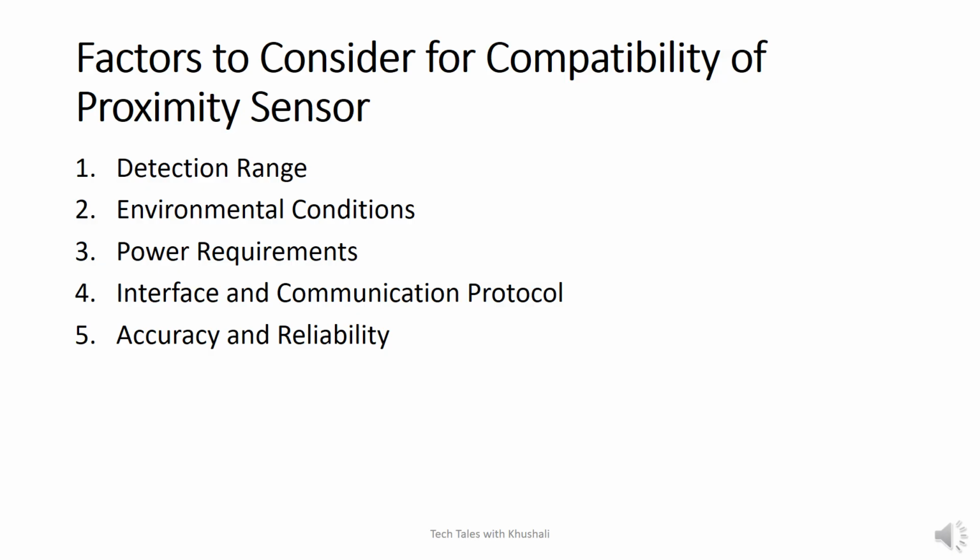The fifth factor is accuracy and reliability. Assess the sensor's ability to provide consistent and accurate readings. Some sensors may have better resolution and response times than others. In applications where precision is crucial, choose sensors with low error rates and high reliability. Even consider how long the sensor is expected to function without significant performance degradation.